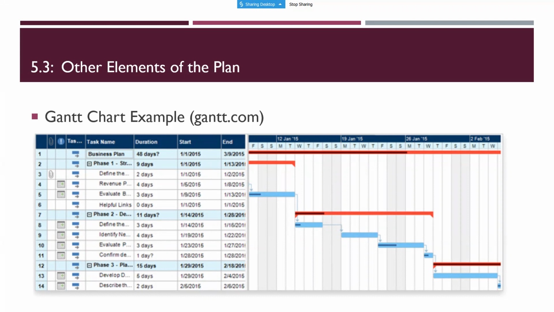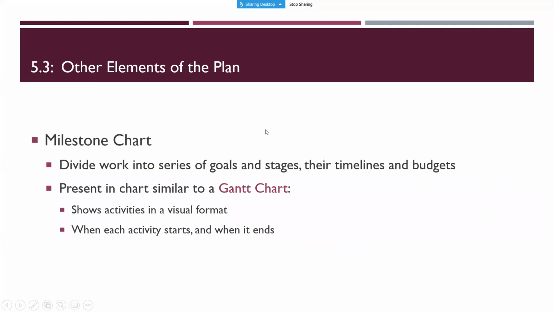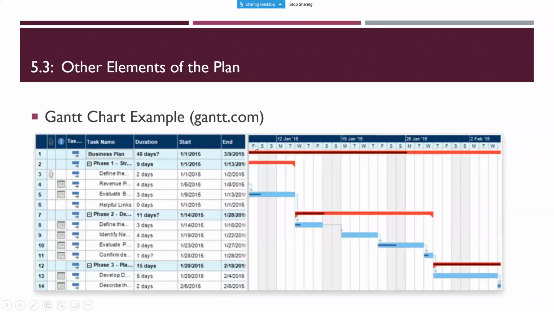So you could present something like this in with your business plan as well. And I actually came off of a website that was just Gantt.com. So it shows activities in a visual format: when each one starts, when it ends, what activities overlap.